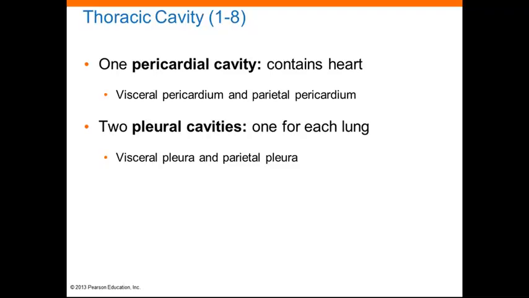Now each lung is found within its own pleural cavity. The serous membrane is the pleura, and visceral pleura is the layer that covers the lung. Parietal pleura lines the inner surface of the chest wall.